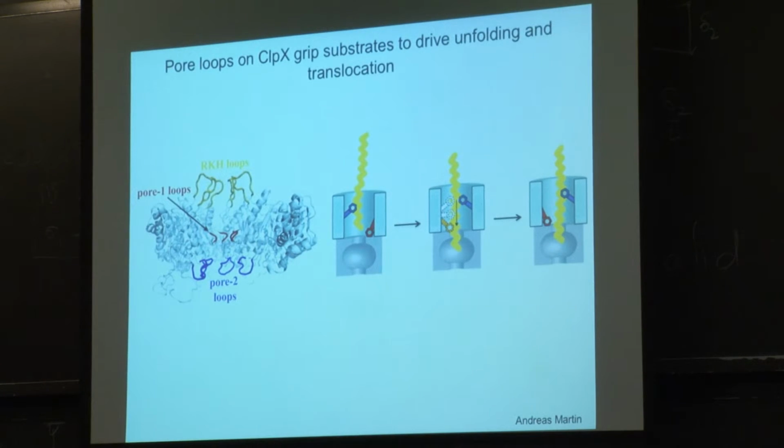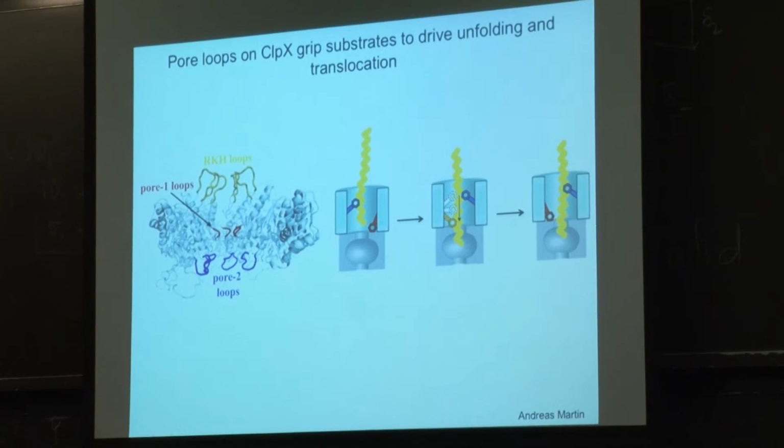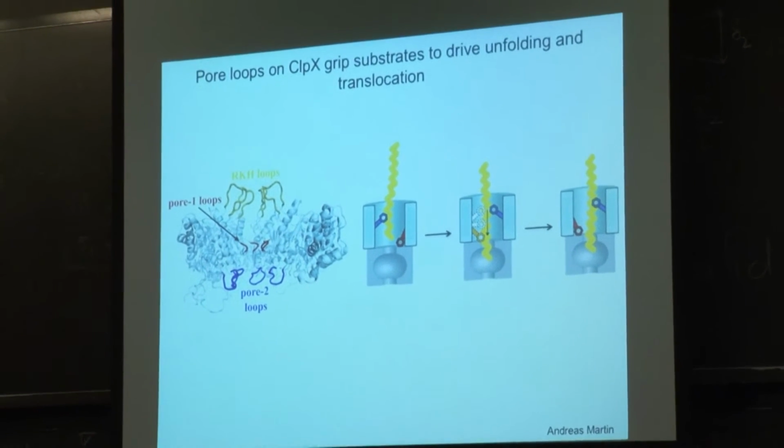So we know from the crystal structures, as well as from biochemical studies, that ClpXP has these pore loops along its axial pore, which are actually directly involved in the mechanical activity of the protein. So we believe that there are these RKH loops, which are sort of on the top face of ClpXP, and these loops make this initial interaction with the SsrA tag. And then there are pore 1 loops within the pore. And we believe that the pore 1 loops are basically the levers of mechanical force application to a substrate during unfolding and translocation.